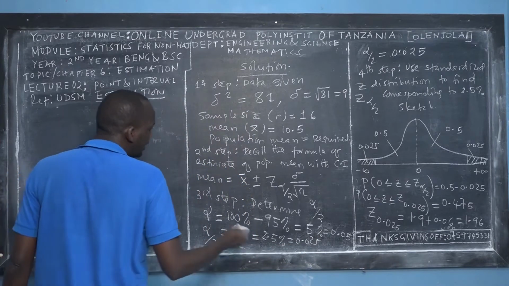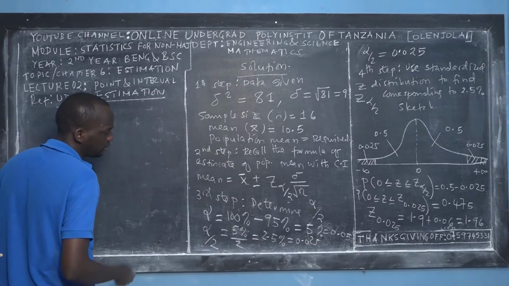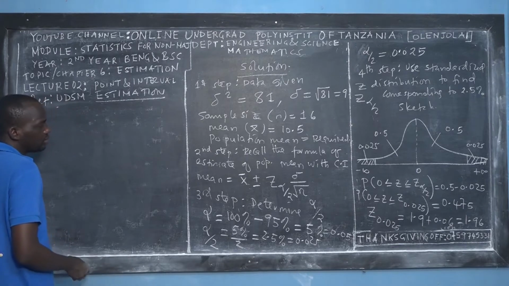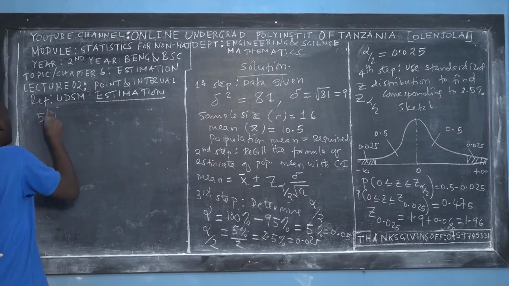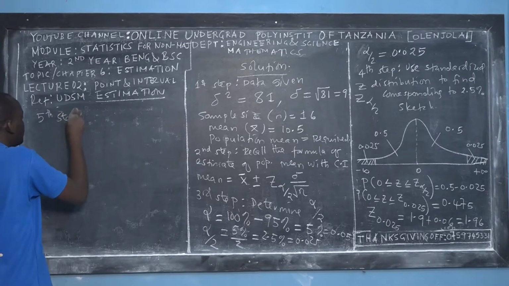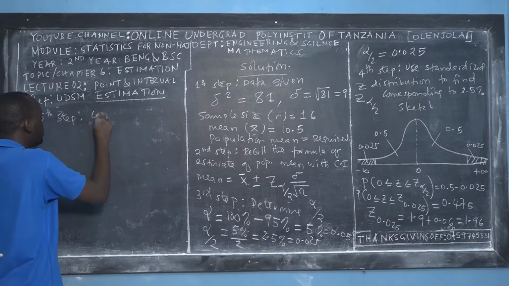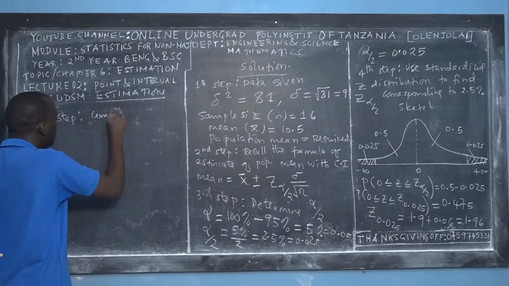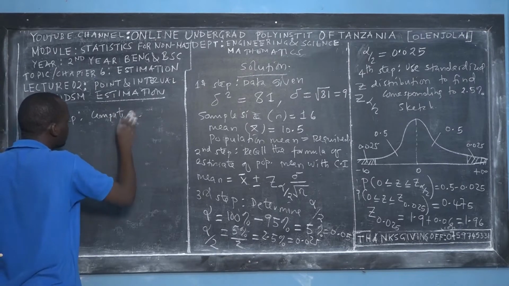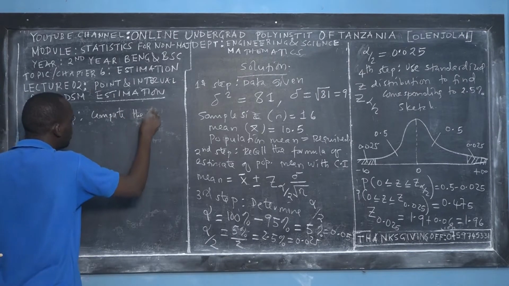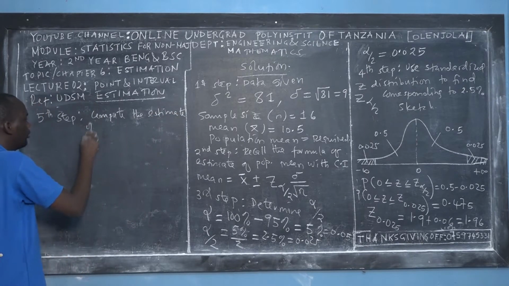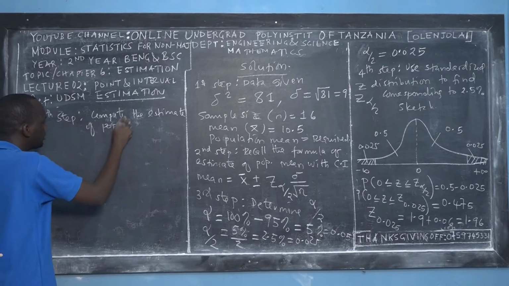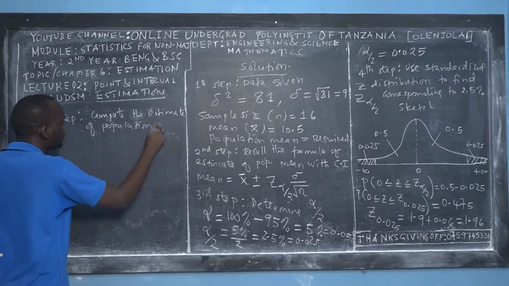So you say that that's the value of Z. So you know now the value of Z. So if you know the value of Z, we go for the fifth step of solving our problem. Fifth step, we say that now we can compute the estimate. Compute the estimate of what? Of population mean.